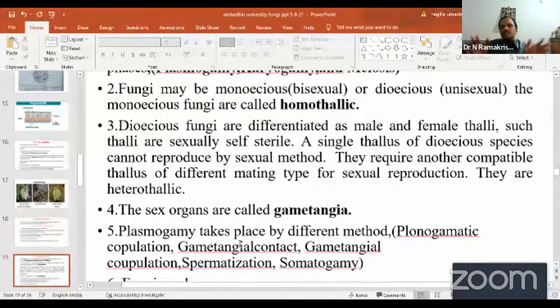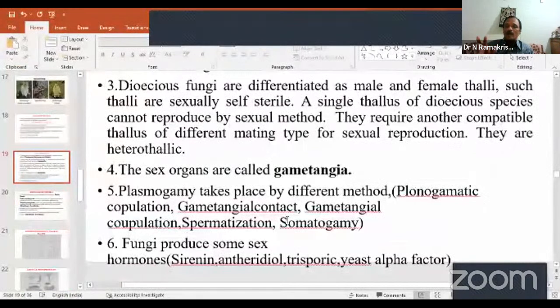Plasmogamy takes place by different types of methods. Planogametic copulation: copulation and contact are different. Copulation means the genetic material from the male goes to the female reproductive organ. We call this copulation. And the next point, contact. Contact means both fungi come together, and genetic material goes from here to here or here to here. When it is closed, above the genetic material formation, fruiting-like bodies form, for example in the Ascomycotina group. The other one is gametangial copulation, and the next is spermatization, and somatogamy.